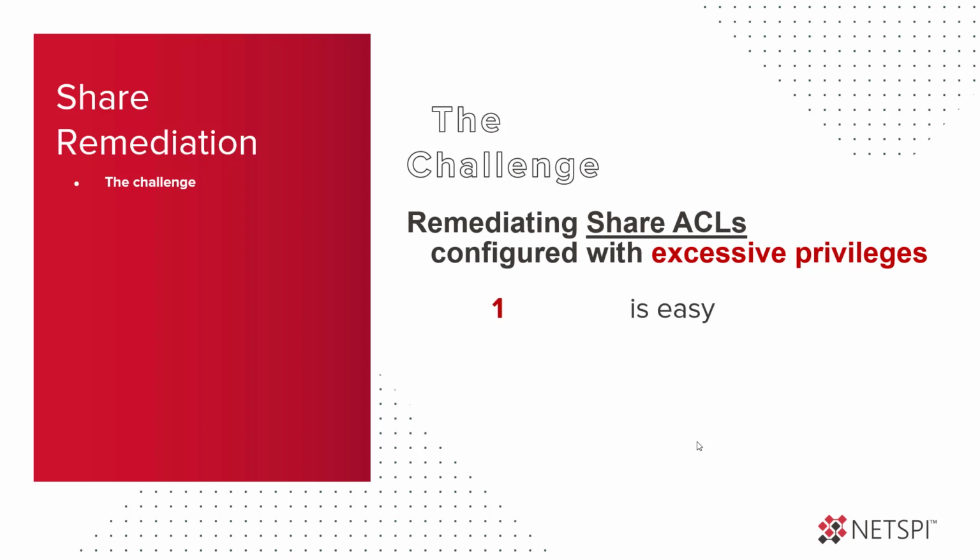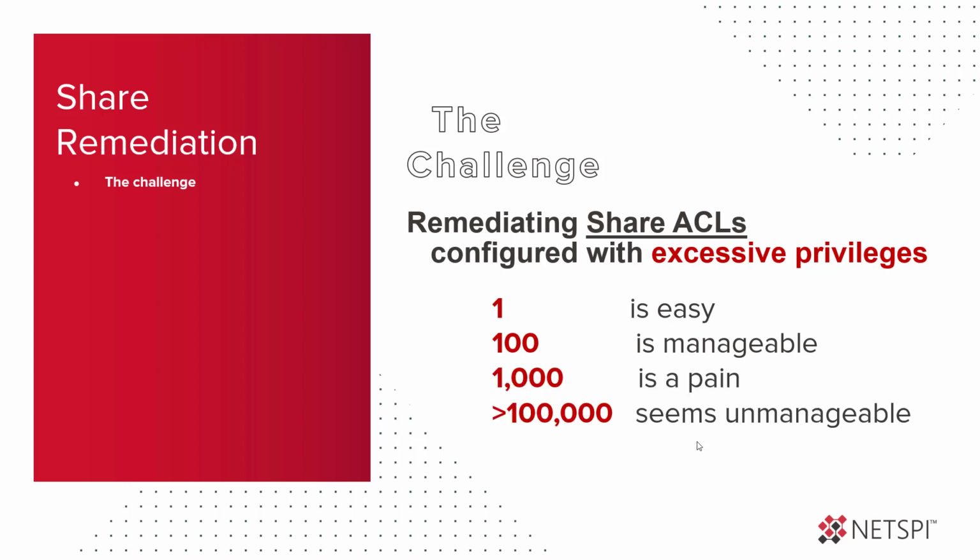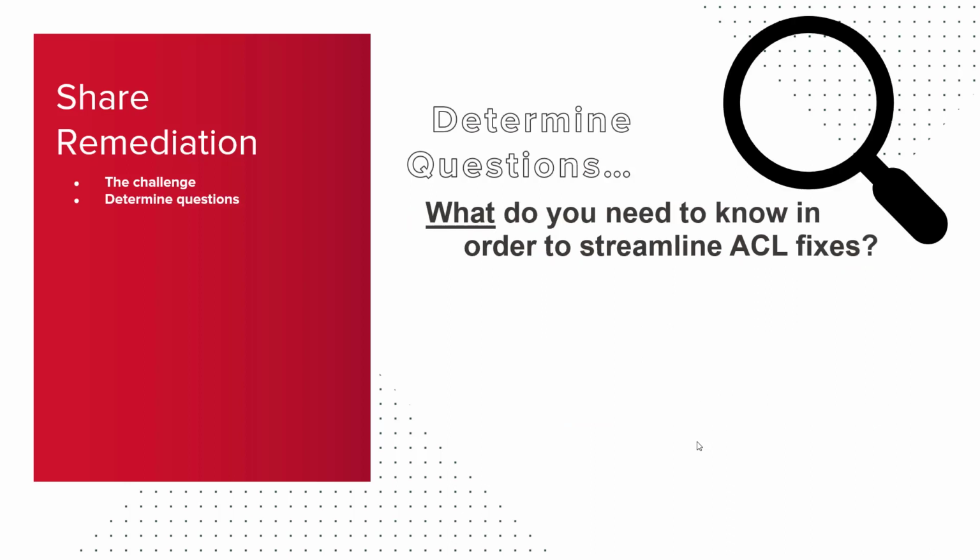Because the challenge is, one share, if you find it has excessive privileges, it's really easy to remediate. 100, you can manage it. 1,000, it's starting to be a pain, but once you get over 100,000 for big organizations, it's incredibly hard, and it's not the only task most people are doing, right? This is usually something owned by identity and access management, and they own a lot. They have a huge umbrella of responsibility, and they can't all the time dedicate themselves to just this task. So it's a huge thing.